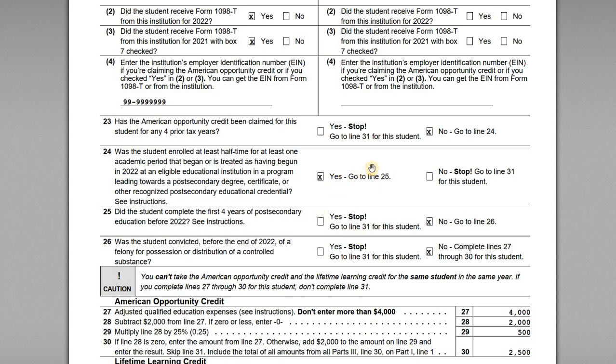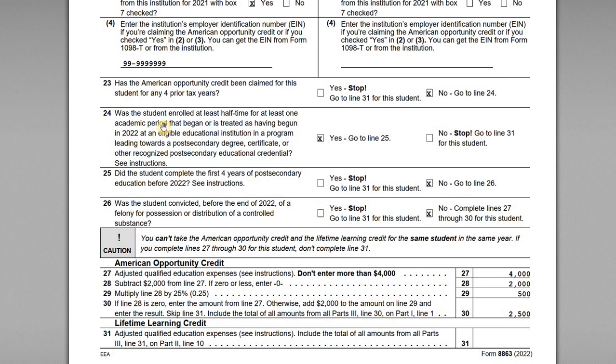But in this case, no. Adam has claimed it once in a prior tax year, but not all 4 yet. So we can select no, go to line 24, and keep completing the form. So was the student enrolled at least half time? And the answer is yes, right? And we are pursuing an actual degree, right? We're not just taking classes without pursuing a degree at the end of it.